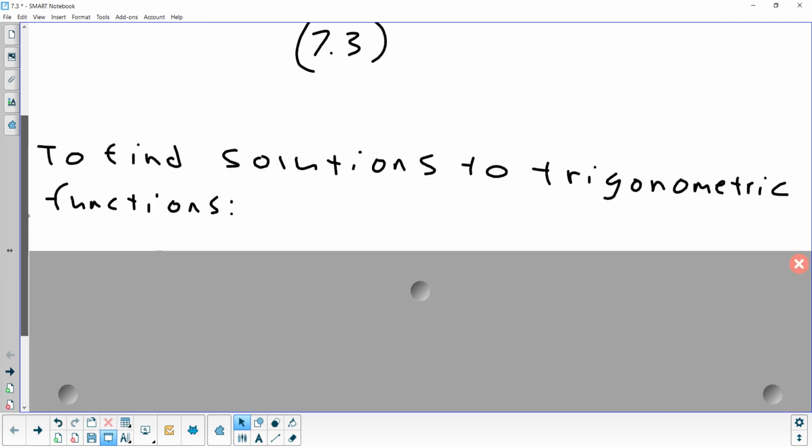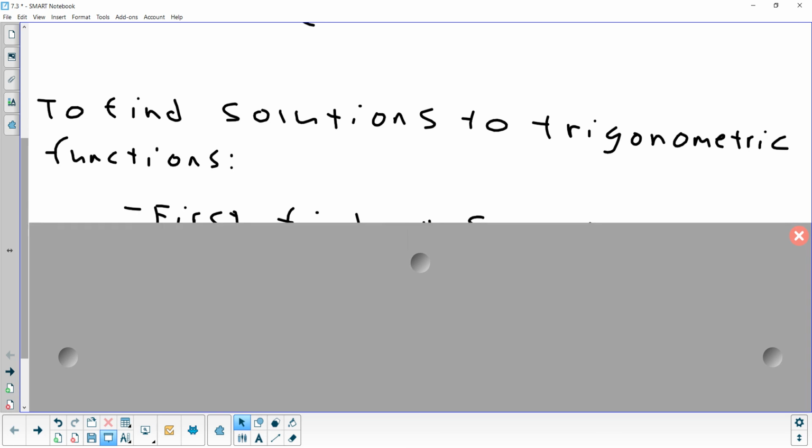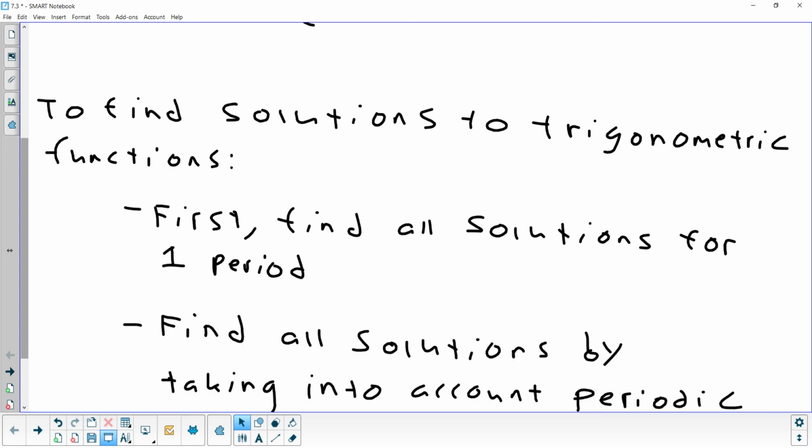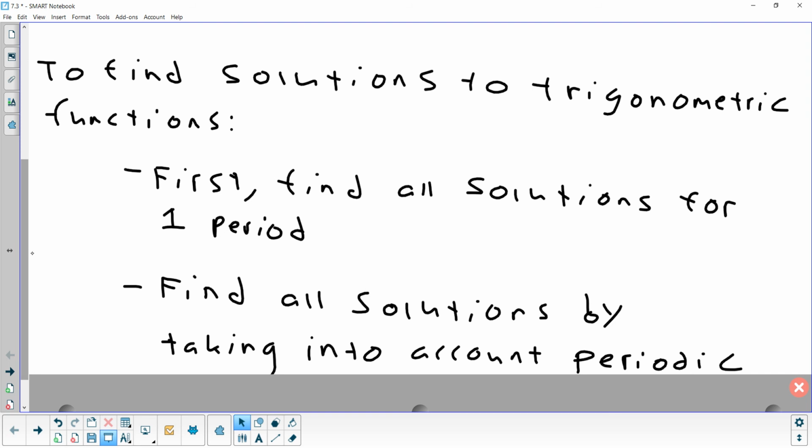All right, so just a little recap, and we've done this before. To find solutions to trig functions, the first thing you want to do is set your window to be 1 cycle wide. And then find all the solutions in that period, or that cycle. Once you find all the solutions in the specific window you're looking at, you take into account all solutions by putting plus the period times n, where n represents an integer.